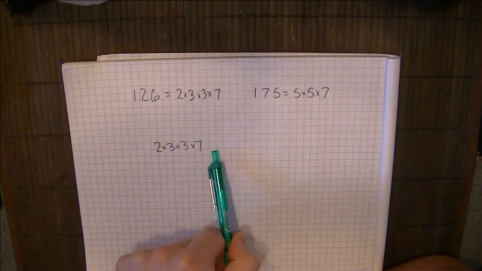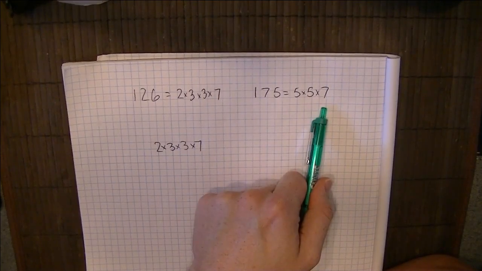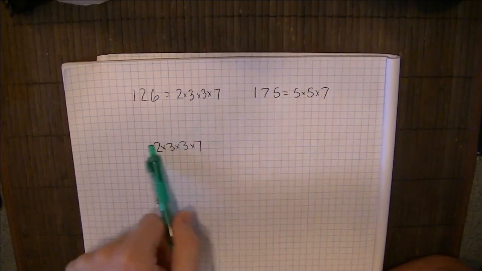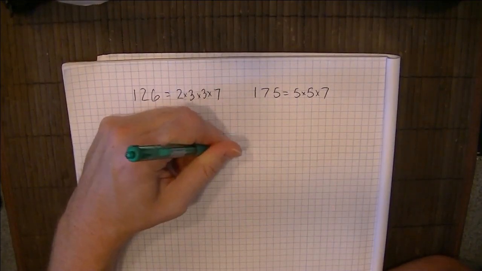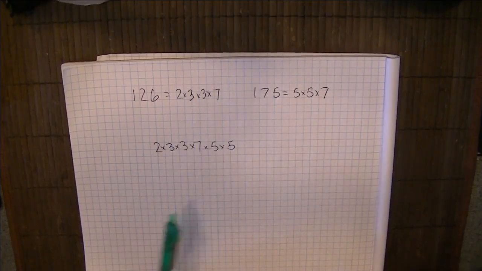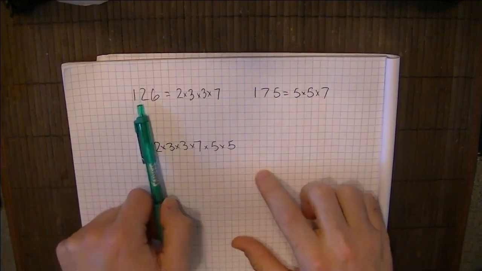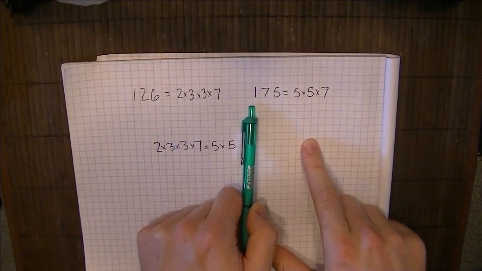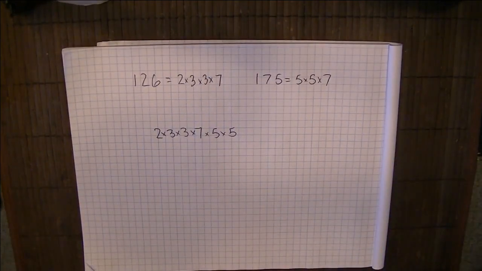Then, once you have that, we can look at 175 and say, okay, what do we need to add to this so that 175 can also be built with these numbers? Well, we don't have any 5s, so I need to multiply in those 5s as well. But I already have that 7, so I don't need to go any further than that. So this is the least common multiple of 126 and 175. Least meaning smallest. It's just the tiniest of the possible multiples. And it's not very tiny, as you remember from just a moment ago.